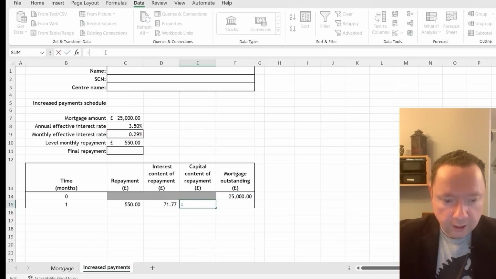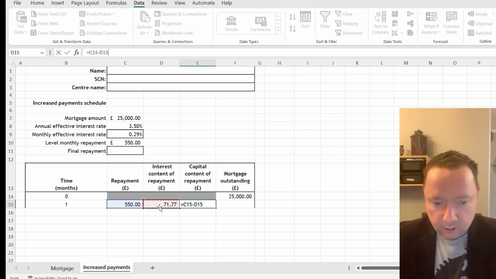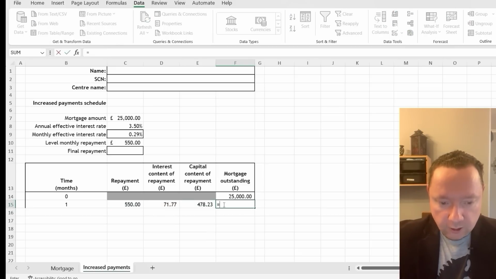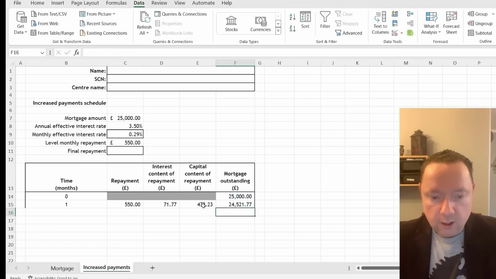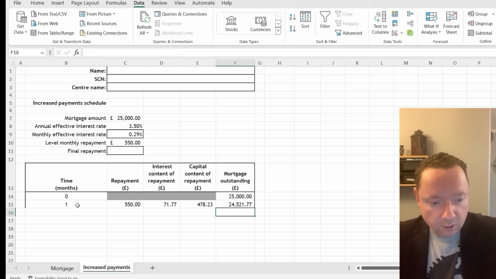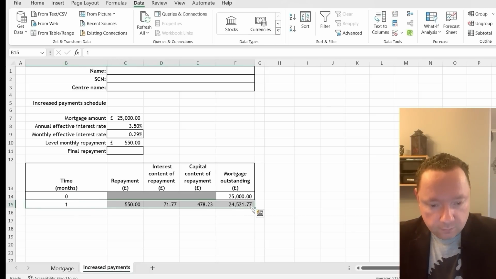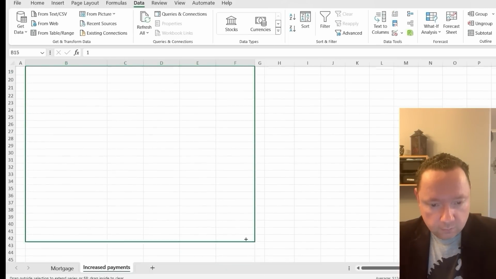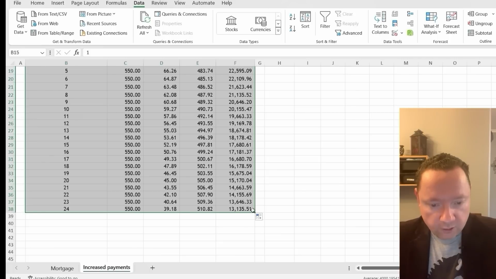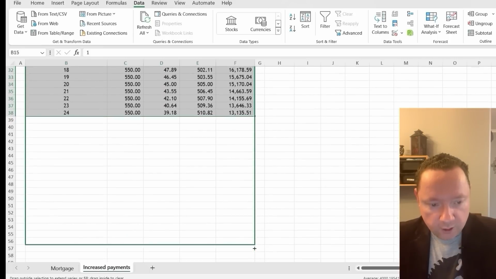Capital content equals the repayment minus the interest, and mortgage outstanding equals the mortgage minus the capital. So now all we're going to do is copy that down and see what happens. We're not going to go above 60, of course, because we already know it takes 60 months on the previous one.